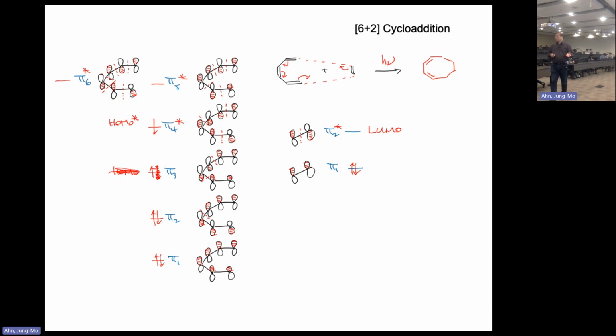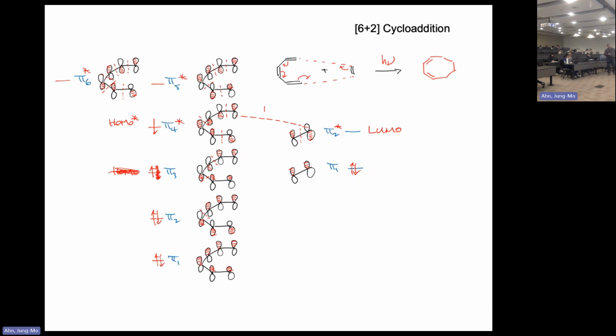So pi 4 now becomes the new highest occupied molecular orbital. We call it the excited HOMO, because it's a singly occupied molecular orbital. There are many names, but you can see that the highest occupied molecular orbital now is going to be pi 4. So now we have a new HOMO from the triene side. The LUMO still stays the same. So now we need to talk about symmetry between these two. Not between the pi 3 and pi 1, but this pi 4 and pi 2.